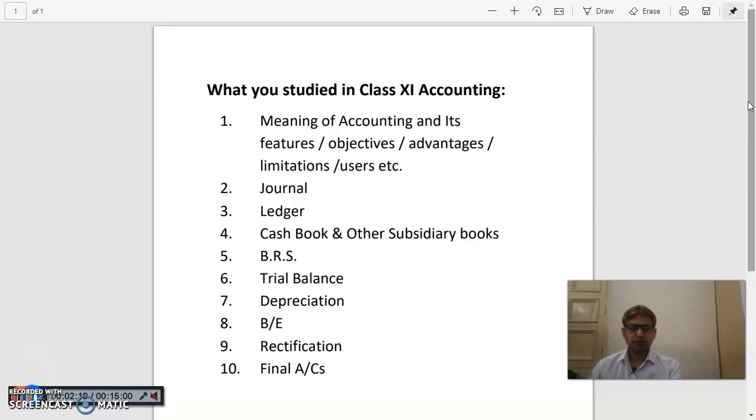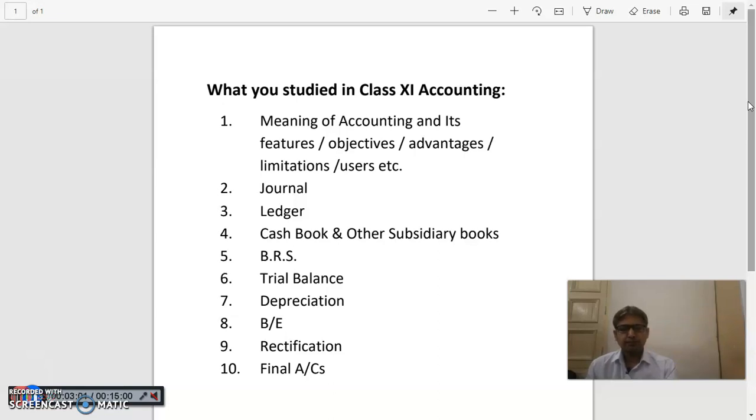First of all, the meaning of accounting, the definitions of accounting, its features, objectives, advantages, limitations, and uses. Then we directly moved on to the first basic step of accounting, which is what we call the journal. Then we learned how to prepare the ledger, and then the cash book and other subsidiary books as well. We also did the bank reconciliation statement, BRS. Then we did the trial balance, depreciation, bill of exchange, rectification of errors, and finally we learnt how to prepare final accounts. Final accounts are prepared at the end of the accounting year after preparing all kinds of accounts.